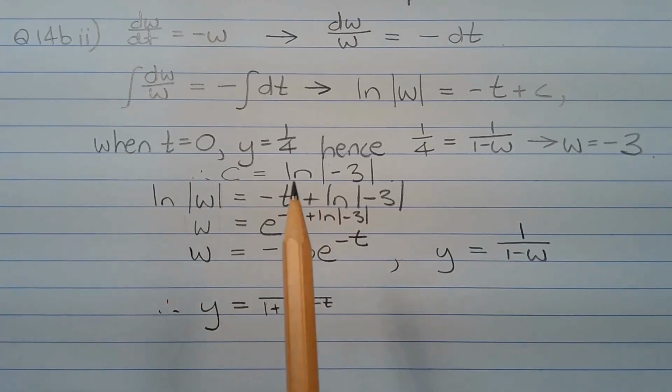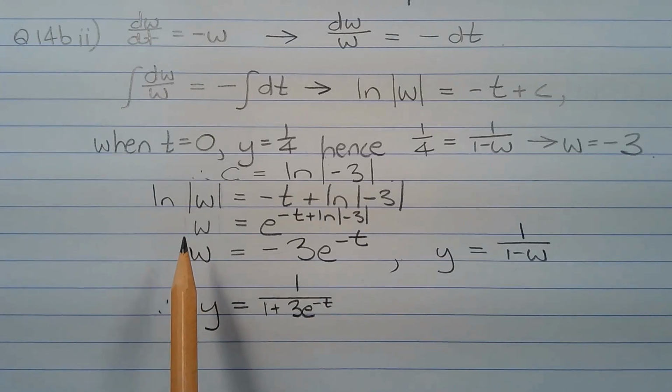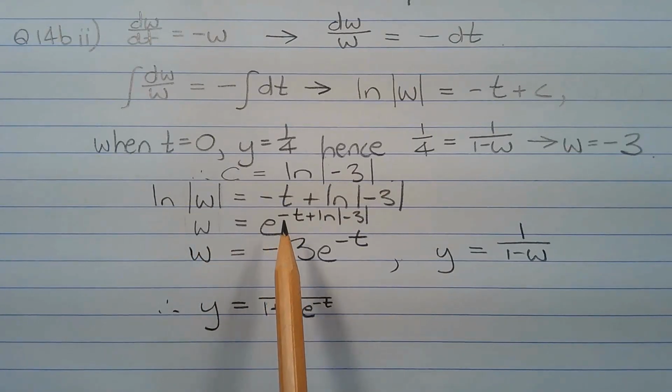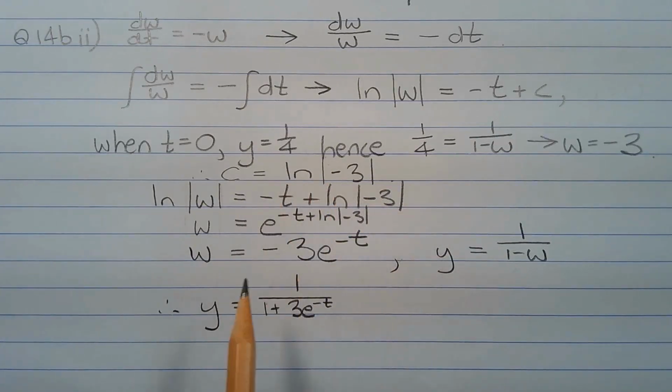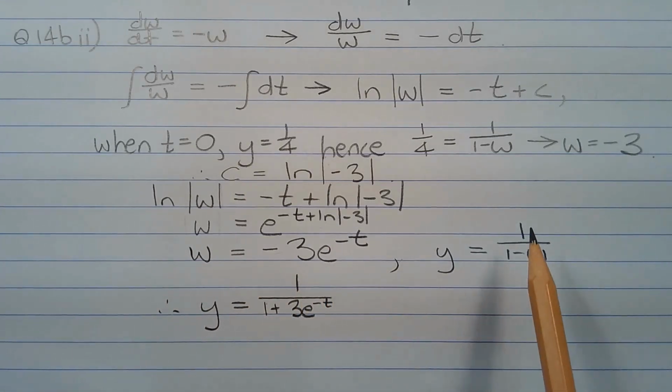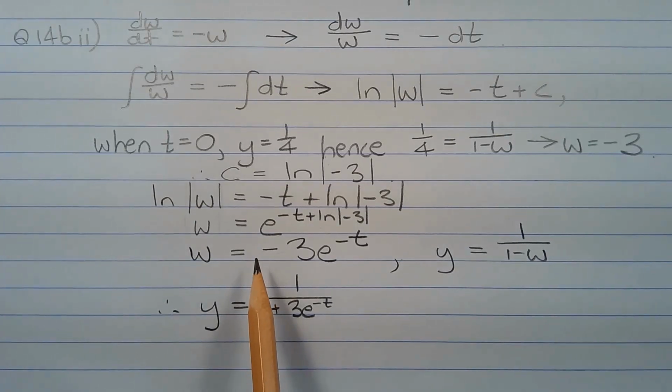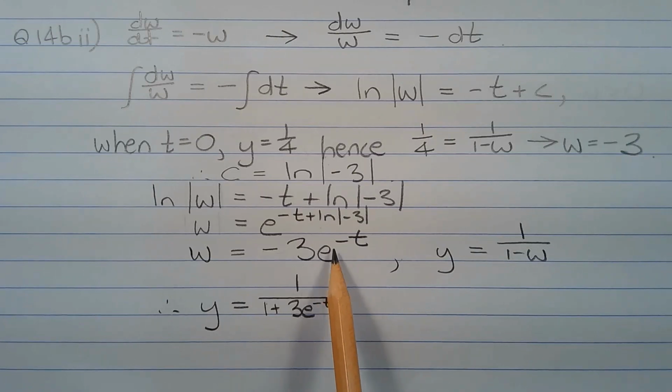Raising both sides of the equation to base e, we get w = e^(-t + ln|-3|). Simplifying the right-hand side, we get w = -3e^(-t). Now y is equal to 1/(1 - w). So substituting -3e^(-t) for w, we get y = 1/(1 + 3e^(-t)).